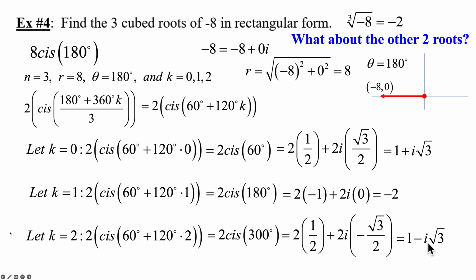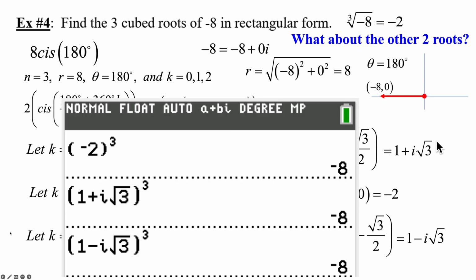And there's my answer. Now, you can double check this. Go to your calculator, take all three of our answers, and cube them, and lo and behold, they all become -8. But again, make sure your calculator is in a plus bi complex mode. You have to make sure that your calculator is in that complex mode. So go to mode, change real, put your cursor on a plus bi, and highlight it.